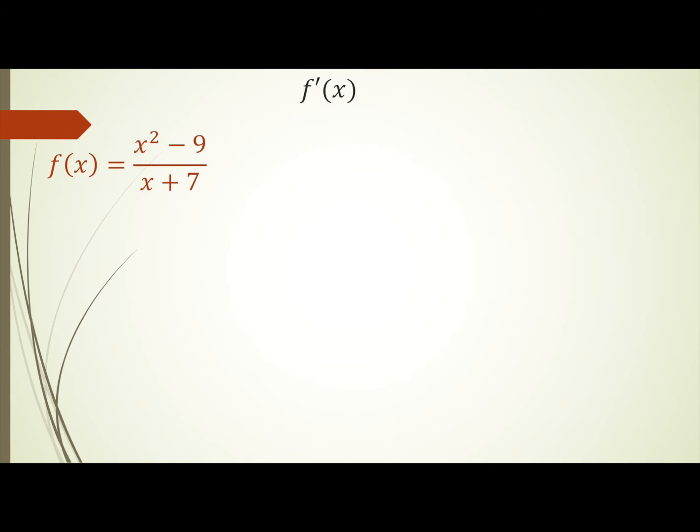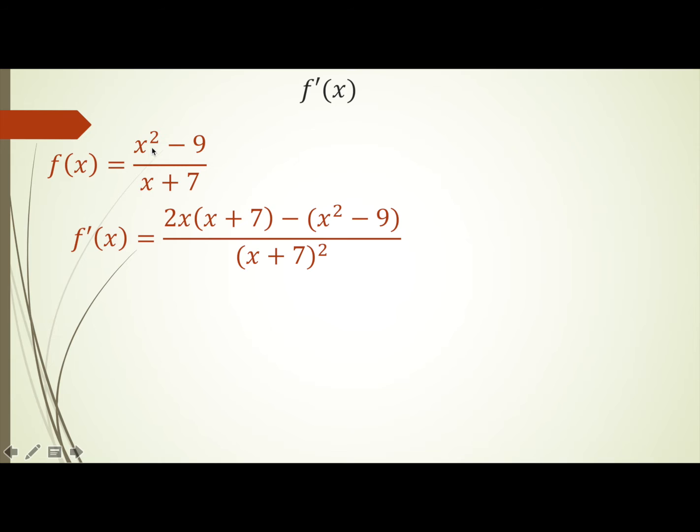Now let's go to our derivative. We have to use the quotient rule to find the derivative. Derivative of the top is 2x times the bottom, x plus 7, minus derivative of the bottom, which is just 1, times the top, x squared minus 9, all over the bottom squared, (x plus 7) squared.